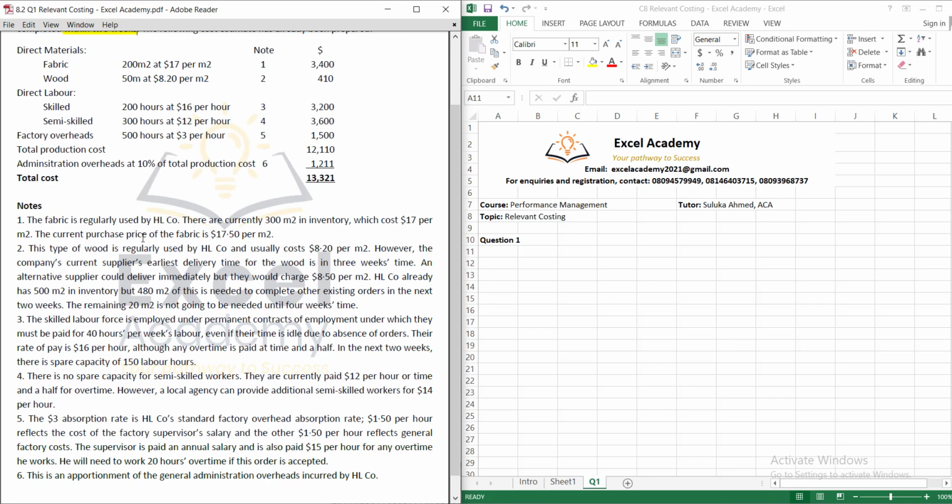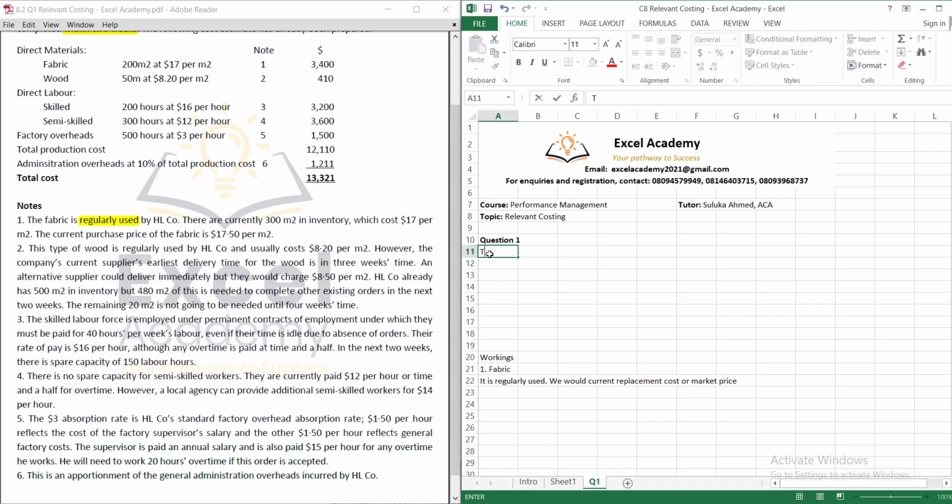The fabric is regularly used by HL Co. So we would highlight regularly used. Since it is regularly used, we are going to use the current replacement cost or the market price. We would use the current replacement cost or the current market price as the relevant cost. We would determine the relevant cost.